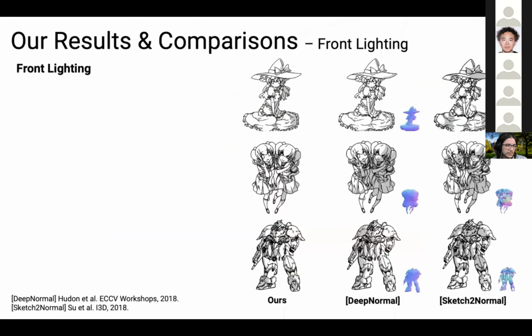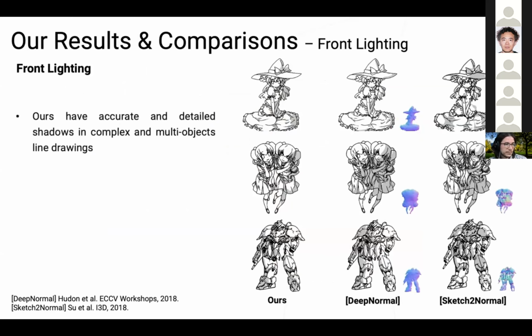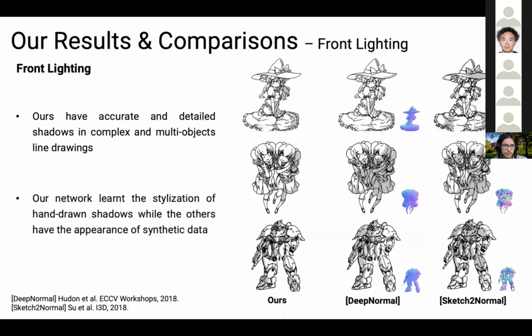We compare our work with Deep Normal and Sketch2Normal. The input of them are line drawings, the same as our input. However, their outputs are normal maps. To compare with our shadows, we render out the normal maps with thresholding at 0.5. Our results have accurate shadows in complex and multi-object line drawings. Also, our network learned the stylization of hand-drawn shadows while the others have the appearance that synthetic data has.